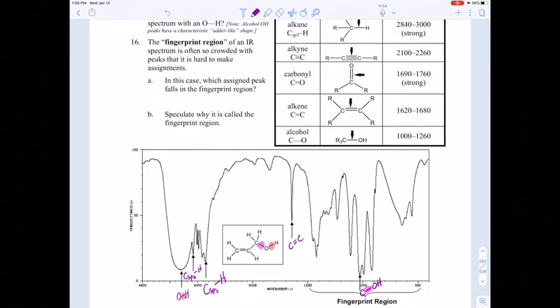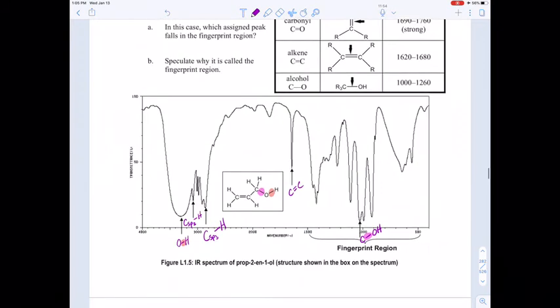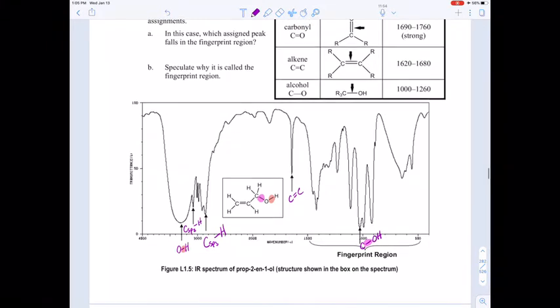The fingerprint region of an IR spectrum is often so crowded with peaks that it is hard to make assignments. In this case, which assigned peak falls in the fingerprint region? So we see the fingerprint region is this over here. This one looks actually pretty simple and nice. If you get a real IR spectrum, it is often so full of lines that are so crammed close together, it's really difficult to make functional group assignments based off of it. However, it does have a use, which we'll get to later. So the fingerprint is the C-O-H bond.